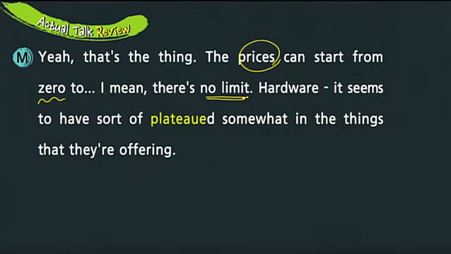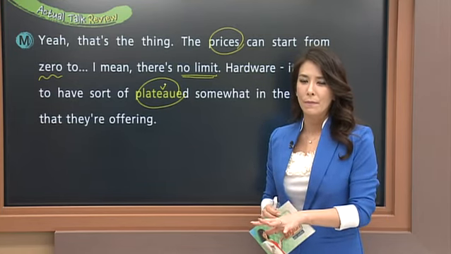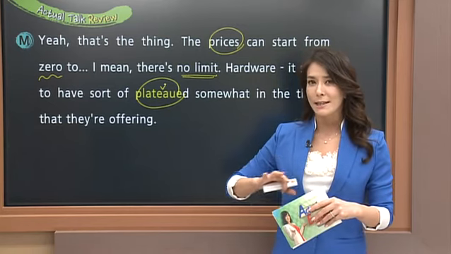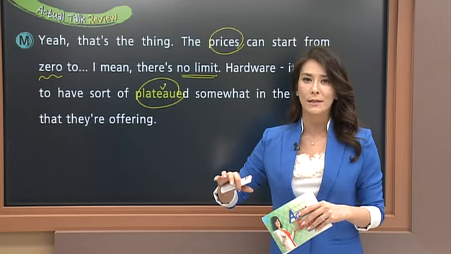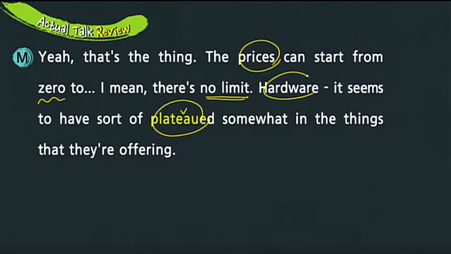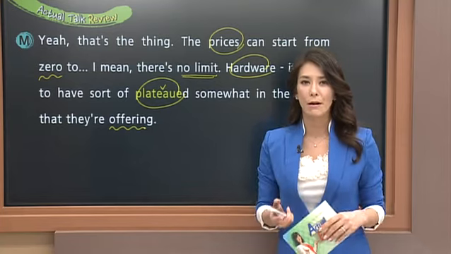Hardware, it seems to have sort of plateaued somewhat in the things that they're offering. Plateau here. We're talking about something that remains at the same level. There's no advance. There's no development, for example. If something remains at the same level and does not progress, for example, you can say that it's plateauing or it plateaued. So he's talking about hardware. Hardware, it seems to have sort of plateaued somewhat in the things that they're offering. So he's saying there really hasn't been much advance, improvements. They pretty much do what they used to do a long time ago.